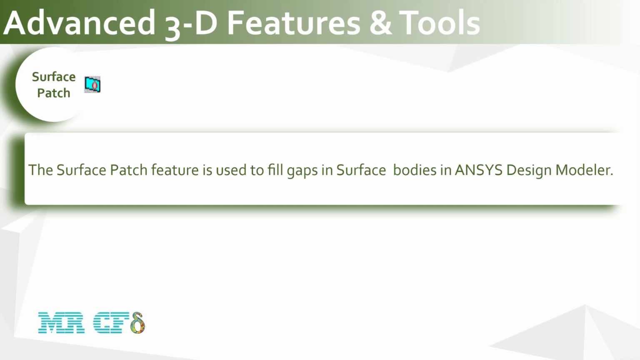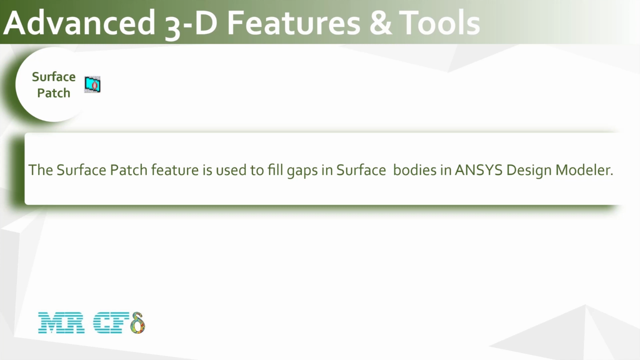In those cases, edges from other bodies may be selected that help to close the gap. In these cases, actually, it is important to select an edge from the surface body to be patched before selecting an edge from any other surface body to use for this patch. Essentially, the feature looks for closed loops with which to patch surface bodies.